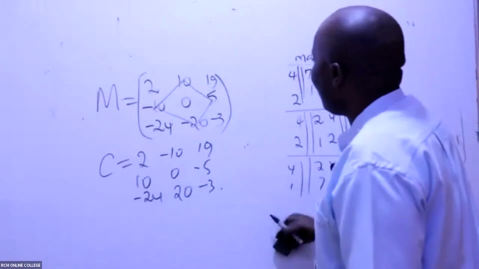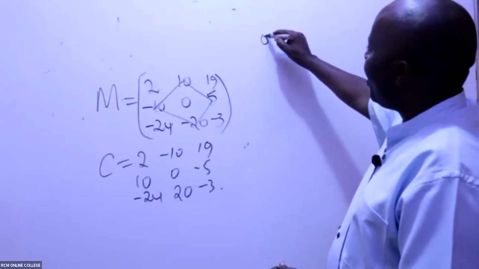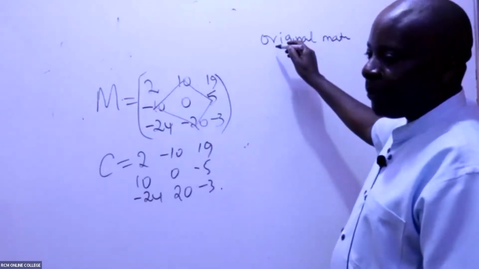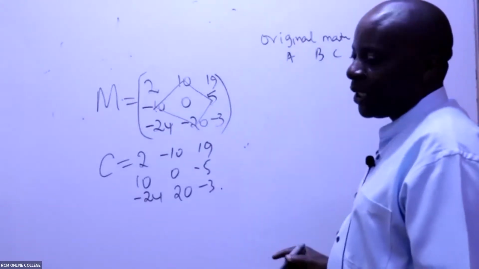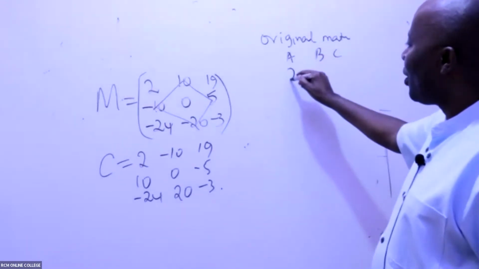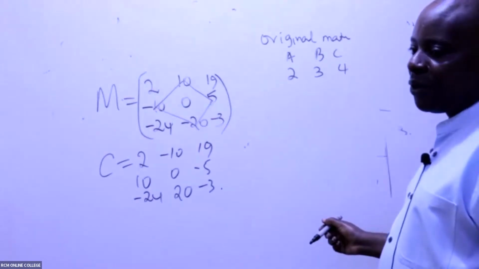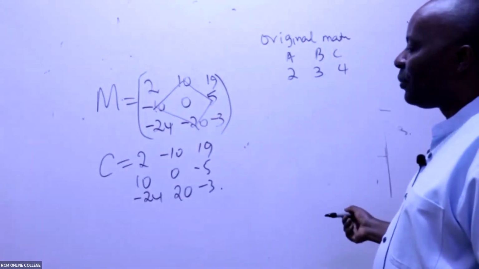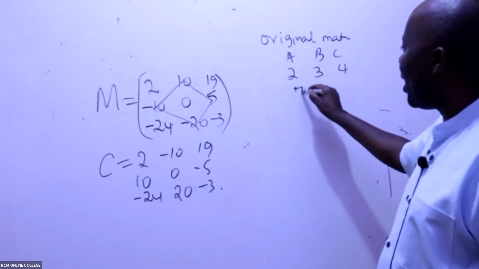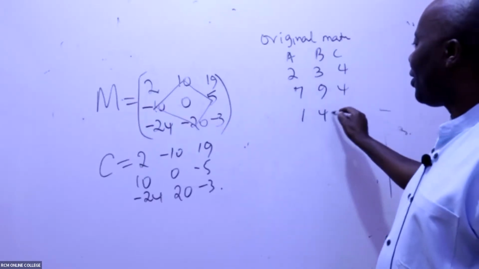the next, remember you had gotten, is there somebody who can remind me of our original matrix? Let me remind you of the first row. What was the first row, the one of A, B, C? The original matrix had 2, 3, 4. Then 7, 9, 4, and the last row is 1, 4, 2. Thank you very much.